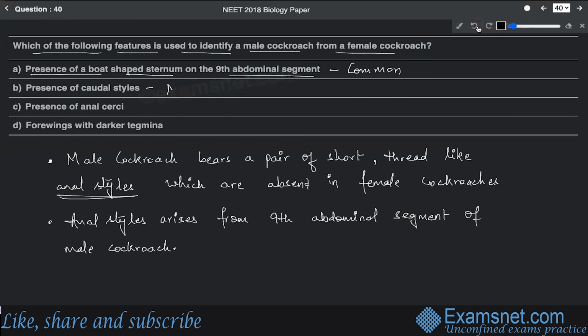So we can say only in males. All right. Presence of anal cerci. It is present in both, which means this is common in both males and females. Forewings with darker tegmina. Again, this is also a common feature in both male and female cockroach. So that's why the correct answer is option B over here.